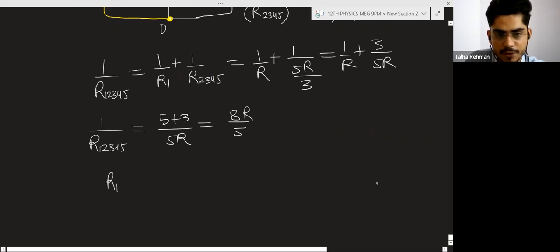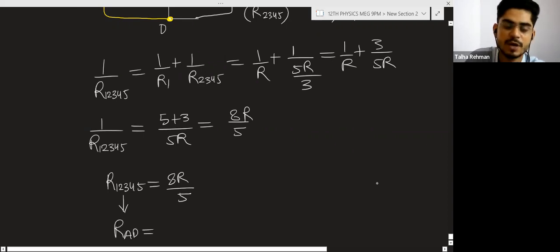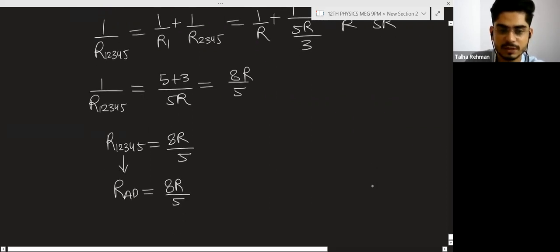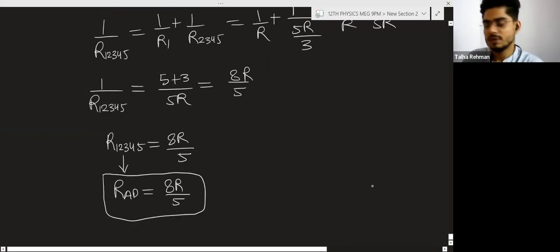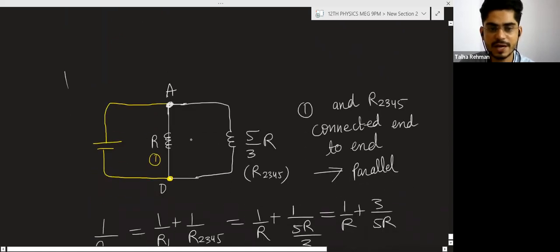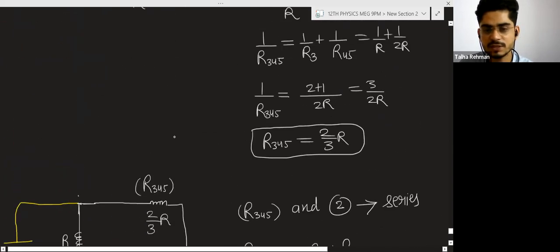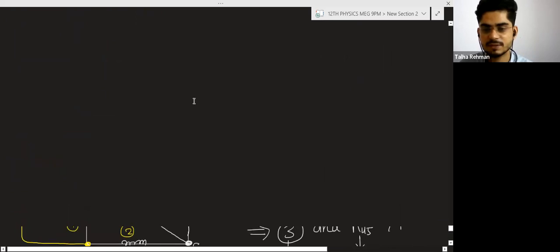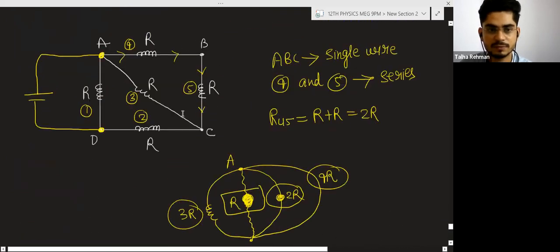So R1,2,3,4,5 means 8R divided by 5, and what is this equal to? This is RAD, the resistance between point A and D. This is 8R divided by 5. So this is your answer. I have given the numbers to the resistances just for easiness in solving.